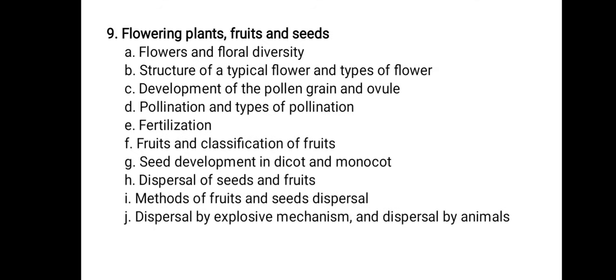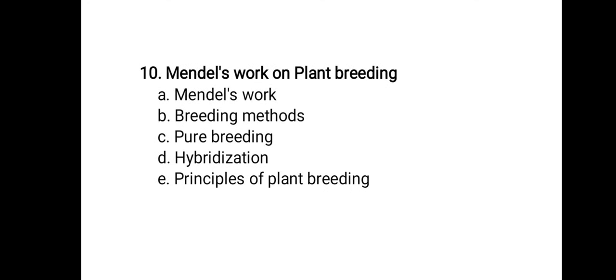G will be about seeds, development in dicots and monocots. And in H, we discuss dispersal of seeds and fruits. And I, we talk about methods of fruits and seed dispersal. And in Unit 9, we'll conclude by discussing dispersal by explosive mechanism and then dispersal by animals. And then we'll go over to Unit 10.